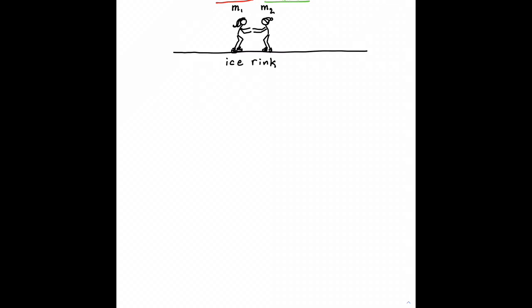Elena and Mohammed are wearing ice skates and standing on an ice rink. The reason that we want to describe the problem on an ice rink as opposed to maybe concrete or asphalt or grass is because it's an example where the coefficient of friction is pretty much equal to zero.